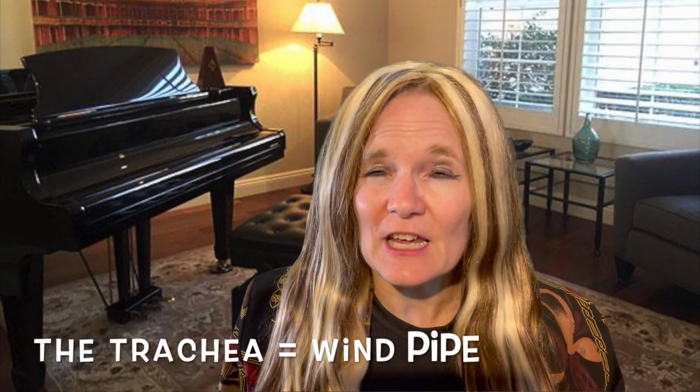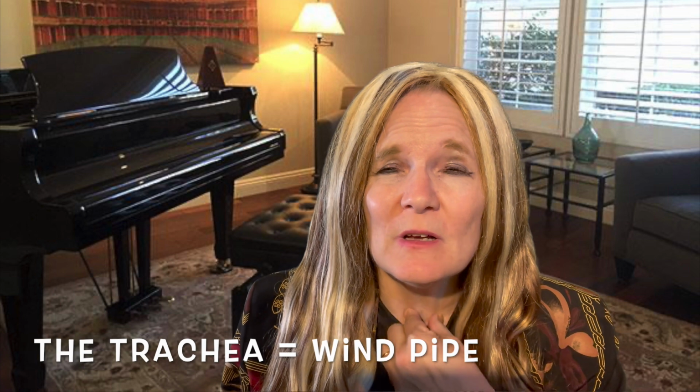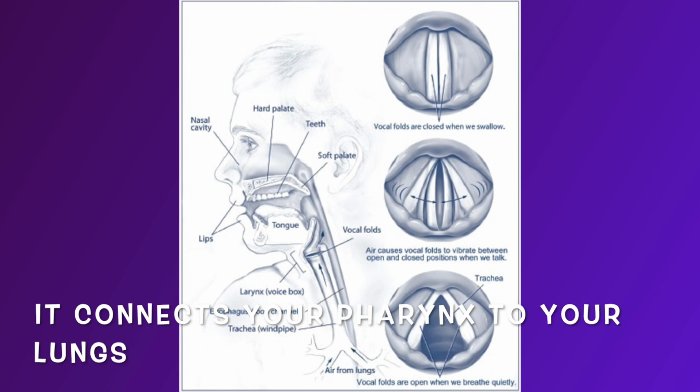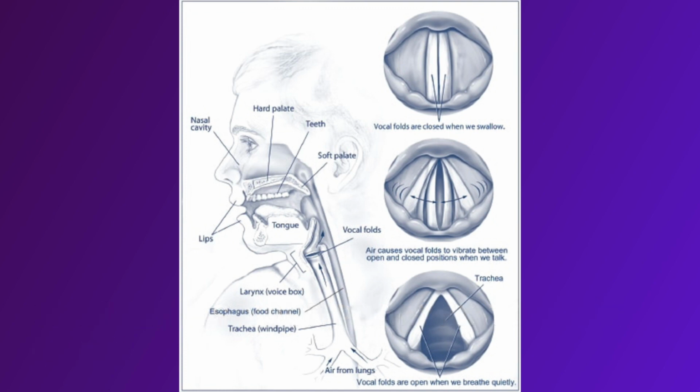Let's talk about the anatomy of the breath management system, and along the way, some definitions for the different parts and how they function. First of all, you have your trachea. That is the tube that the air goes through. It's also known as your windpipe. It connects your pharynx, the top of your throat, which is of course connected to your mouth and nose, and goes down to your lungs.